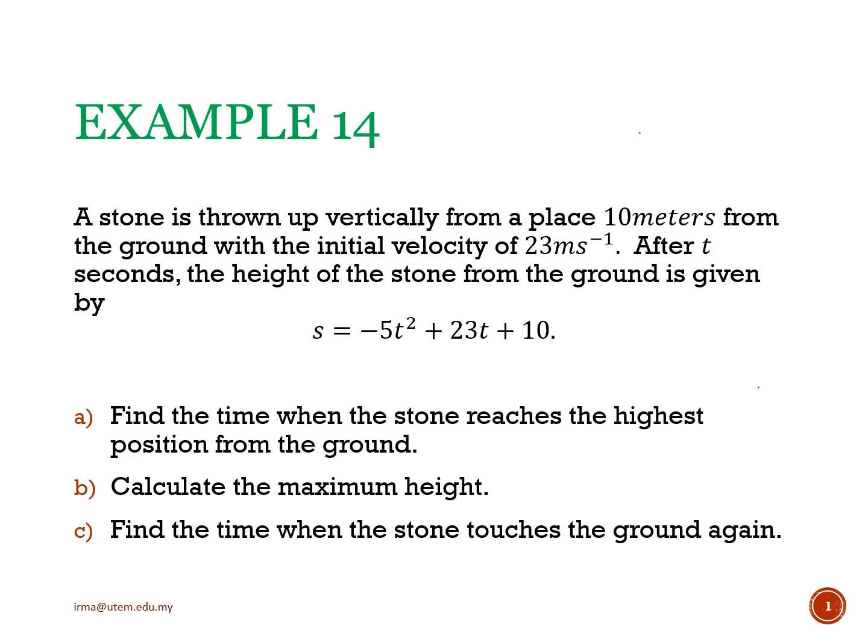Okay, so now we come to the second part of motion along a straight line. Okay, we will discuss some examples. Right, example 14. A stone is thrown up vertically from a place 10 meters from the ground with the initial velocity of 23 meters per second.